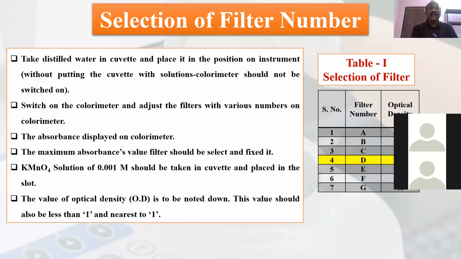The value of the optical density is noted down. This value should be less than or equal to 1. The optical density should be less than or equal to 1 for the different concentration solutions we take in the photospectrometry.